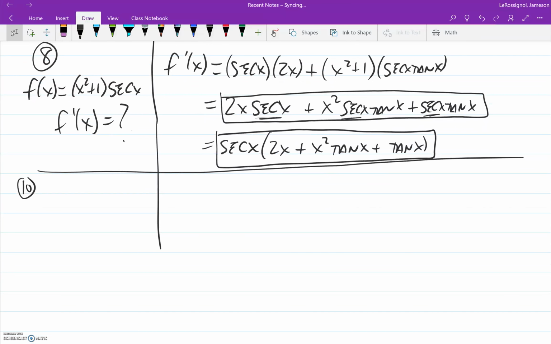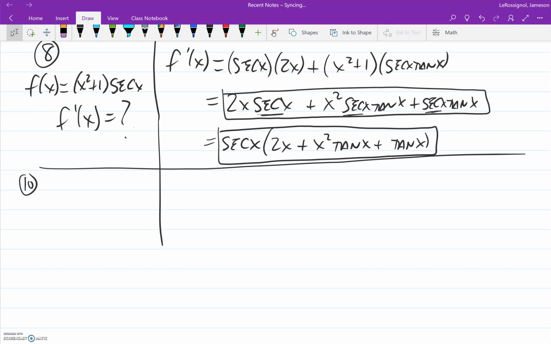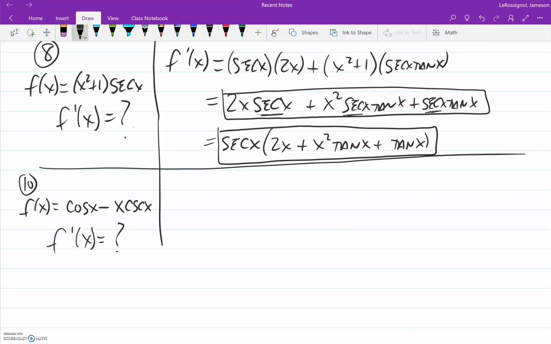And again, feel free to ask to pause this anytime if you need to. Pause it anytime and go through it a little more carefully if you need to. Next one, f of x equals cosine of x minus x cosecant of x. So let's see here. We got some trig and we got some product rule and some basic subtraction. And the subtraction is not that big a deal. We just deal with this term by itself and this term by itself. So we should be fine. Let's just jump right in.